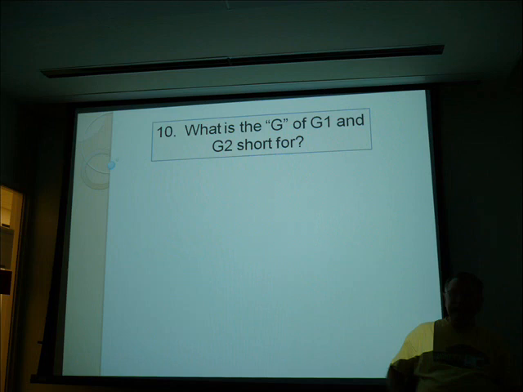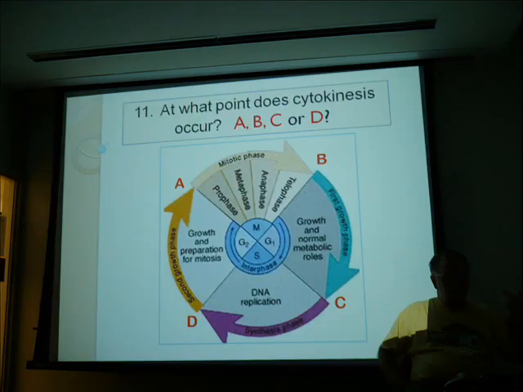All right, what does G stand for? Gap. It stands for gap. Too many folks think it means growth. Now, I know it's growing, but it stands for gap. It's the gap between mitosis and the next synthesis. Which letter do you find cytokinesis happening? It's happening at B. When this crosses over, you have the two cells produced, so right there's where it happens.